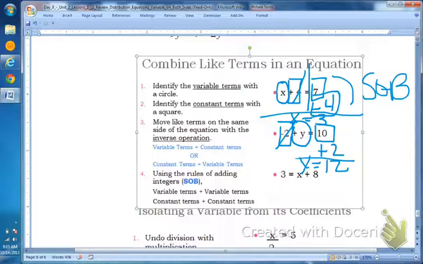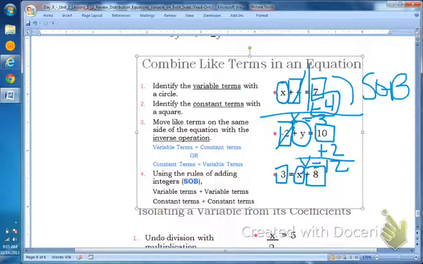All right, let's take a look at the last example. Once again, I'm going to put on my training wheels of circles and squares to identify my terms. That way I know what I need to combine later. So 3 gets a square. X gets a circle. Excellent. And 8 gets a square.